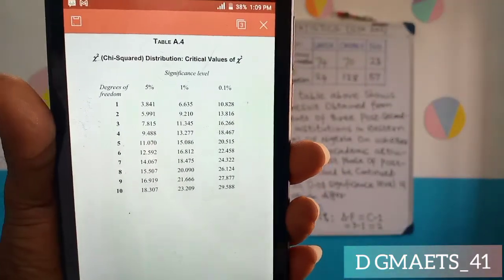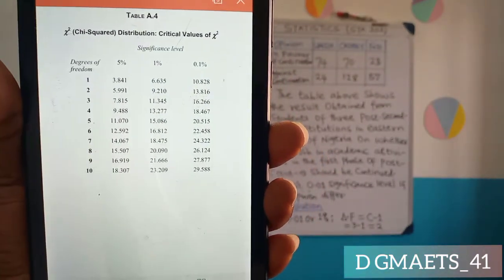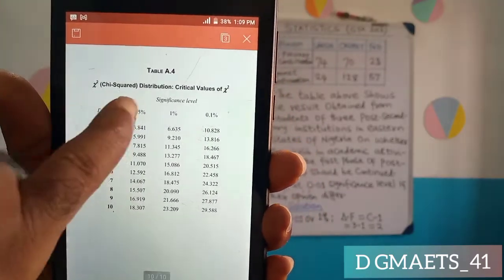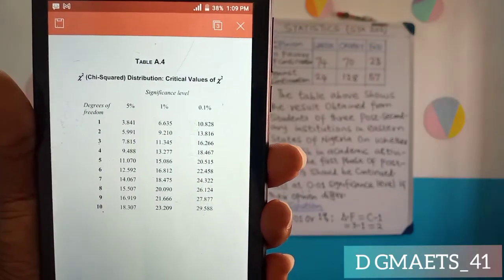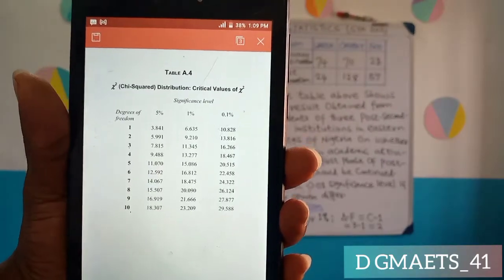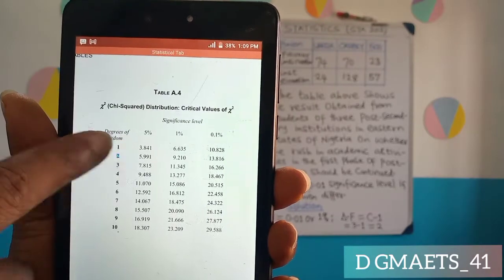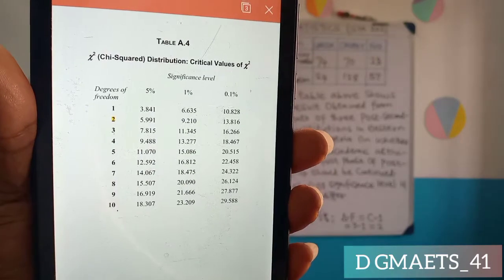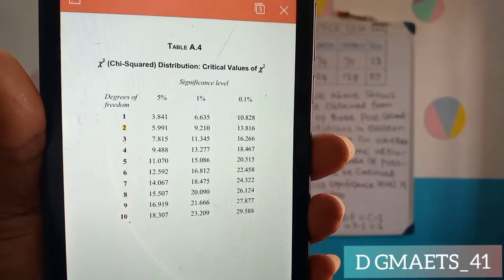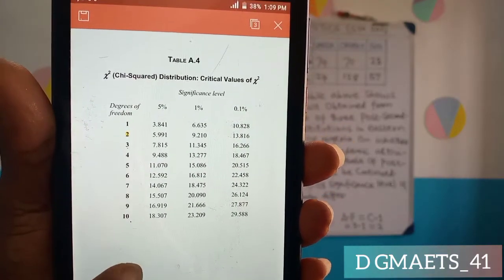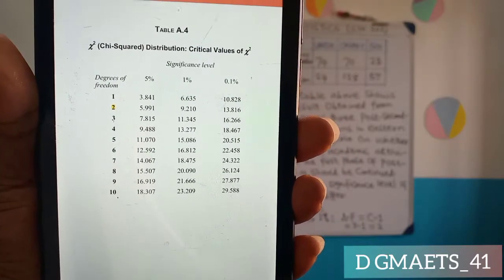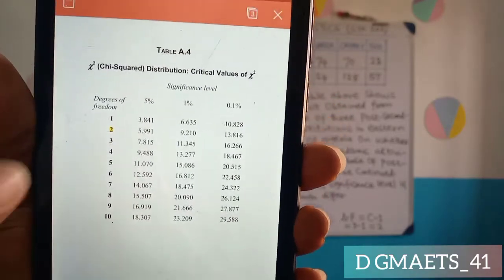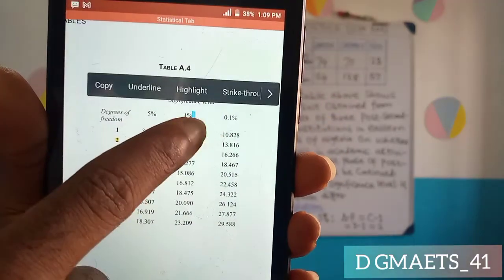Now this is the table. You will observe that you have a column which is degree of freedom. You can see it here. Then your significance level, we have it here. Now our interest is degree of freedom 2. So let me highlight it. Degree of freedom 2, I've highlighted it. I hope you can see it. Then from our question, the significance level is 0.01, which I told you is the same as 1%. If you multiply 0.01 by 100, you get 1%. So the significance level, let me highlight it as well.